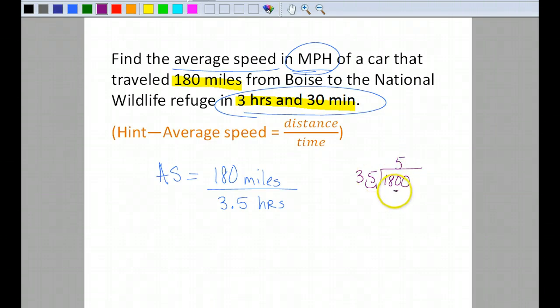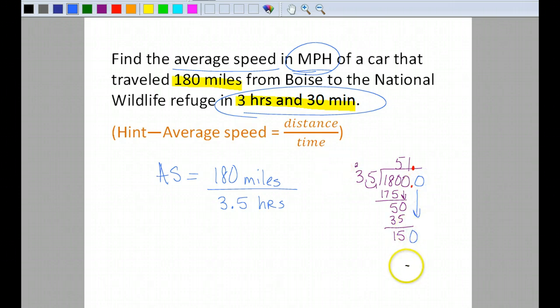5 times 5 is 25. Carry my 2. 5 times 3 is 15 plus 2 is 17. 180 minus 175 gives me 5. I'm going to bring down this 0. 35 goes into 50, well, just 1 time. 1 times 35 is just 35. Subtract that. 50 minus 35 gives me 15. I want to make sure I put my little decimal here. Bring this guy up because I want to see exactly where this is. So I'm going to add this 0 and I'm going to drop it down.